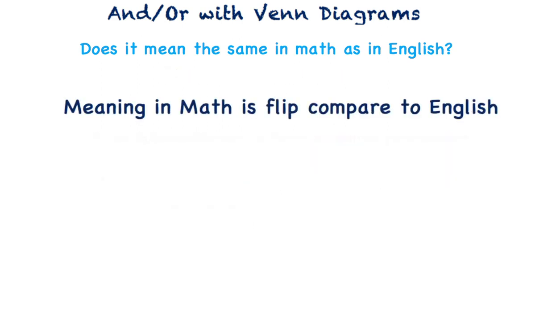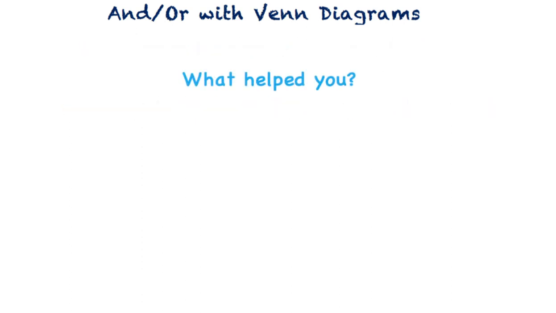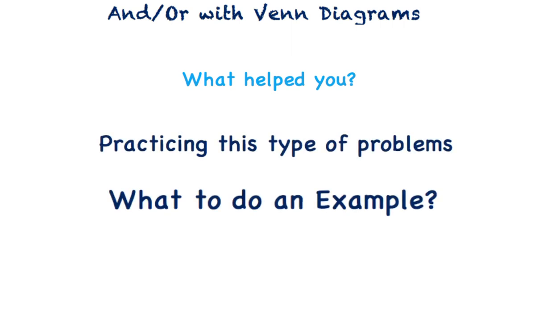Your example was awesome, and yes, you are saying that correctly. The meanings of and or flips for math. It takes a little bit to put your head around it. If it takes you a while to assess it, it's okay. What helped you to understand and remember this better? I think what helped me the most was practicing problems that were dealing with and or.